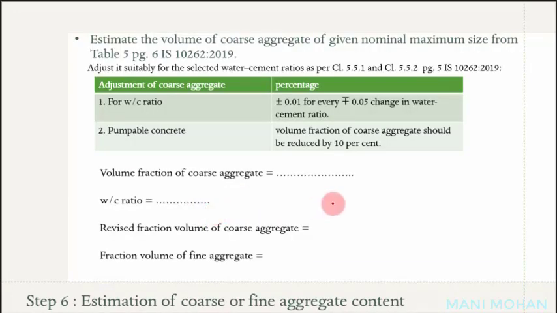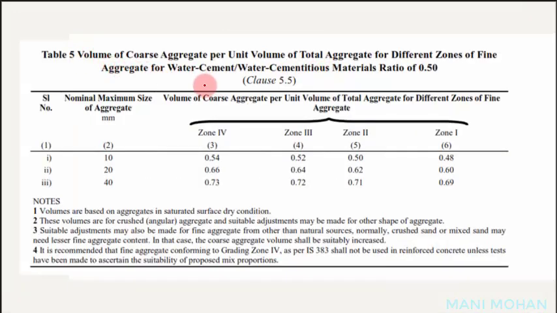Step 6, estimation of coarse and fine aggregate content. We can estimate the volume fraction of coarse aggregate for the given nominal maximum size with the given zone of fine aggregate using table number 5, which is given on page number 6 of IS 10262 2019. Let us see this particular table. So this is the table. As I said, if the maximum nominal size of aggregate is given with the zone of fine aggregate, you can easily compute the volume fraction of coarse aggregate.